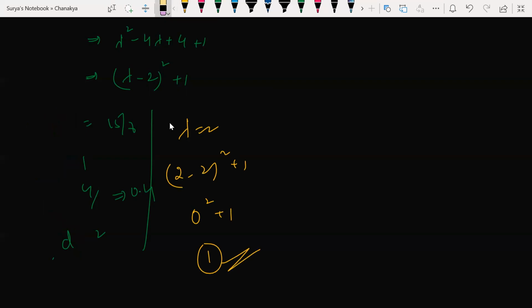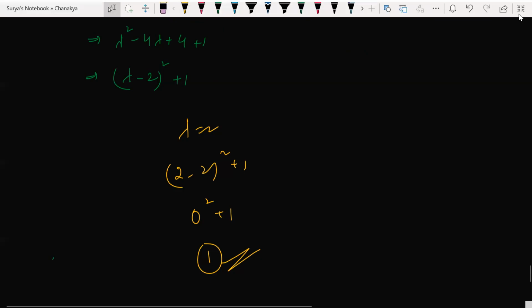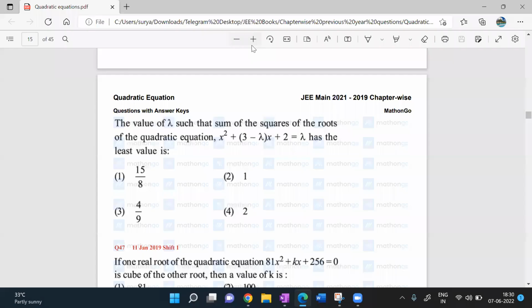The least value of lambda is going to be 2. Why? Because 0 whole square plus 1 gives you 1 only. If I substitute the value of lambda as 2, I'll be getting the answer as 1. So this is how we solve this type of questions. So let me go for the next question. Very good, Mohammed.